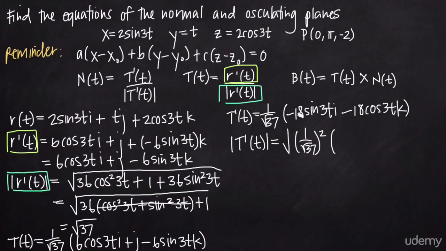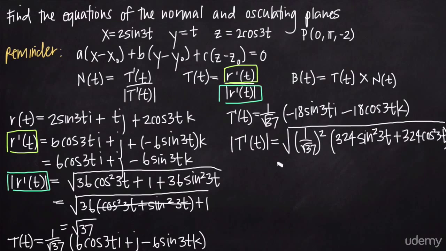So negative 18 squared here is going to give us a positive 324. Sine of 3t, that whole value squared, is sine squared of 3t. And then again here, we square the coefficient on this k value here, so we'll get plus 324 cosine squared of 3t. And we'll close that off, and this is all underneath our square root sign.